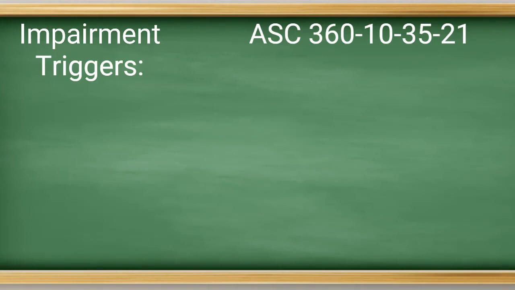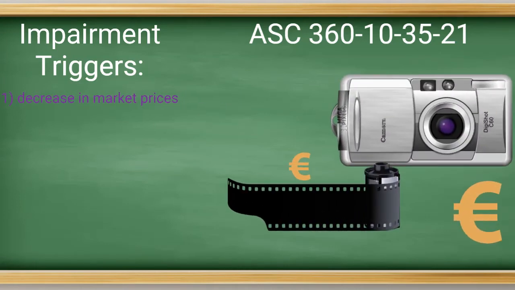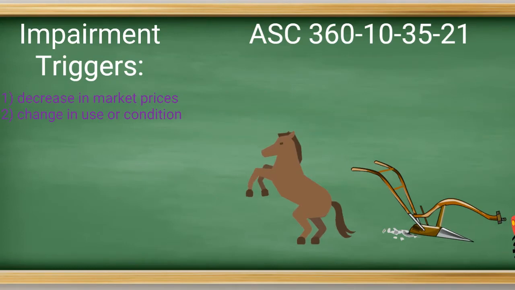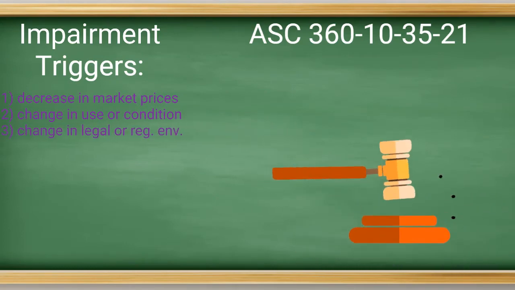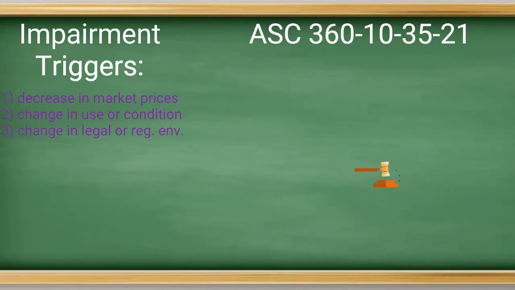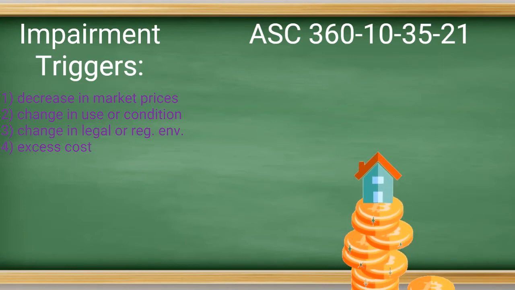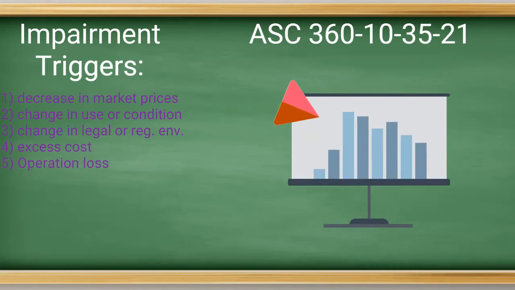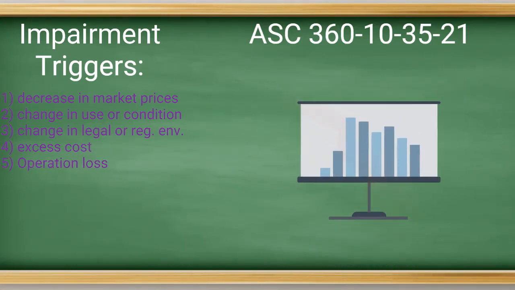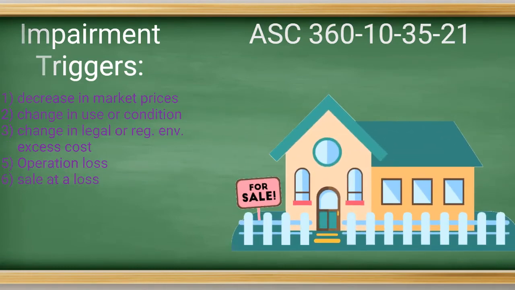So, in summary, there are 6 triggers laid out in ASC 360-10-35-21 for an impairment. The first is decreases in market prices. Second is adverse changes in use or condition. Third is adverse changes in legal or regulatory environment. Fourth, excess costs over expectations. Fifth, operating losses or projections. 6, sales at a loss. So let's go through some examples.